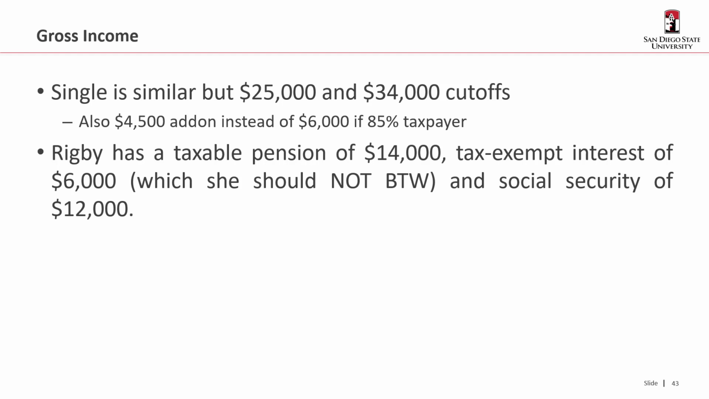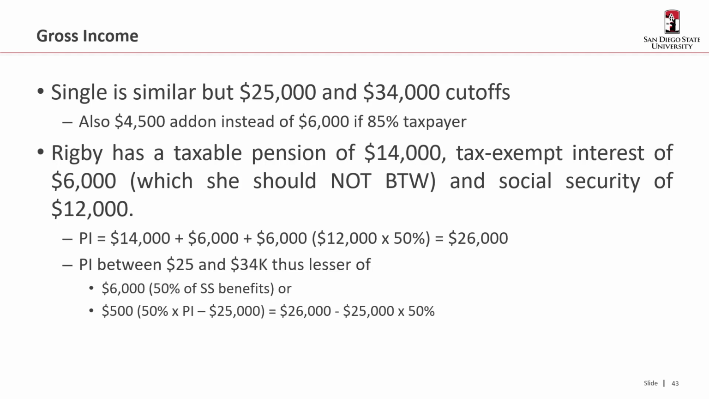Okay, so Rigby is a single taxpayer, has a taxable pension of $14,000, tax-exempt interest of $6,000, which probably she shouldn't have anyway because she doesn't match the tax clientele for tax-exempt interest with such low income, and Social Security of $12,000. So we need to figure out what portion of her Social Security is taxable.